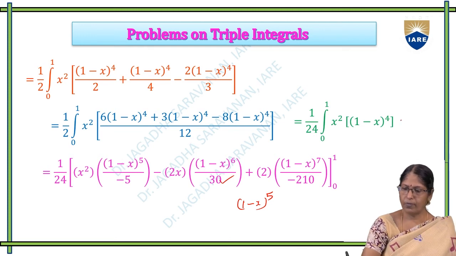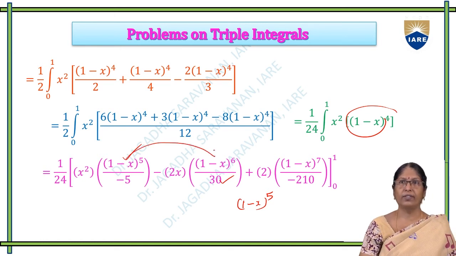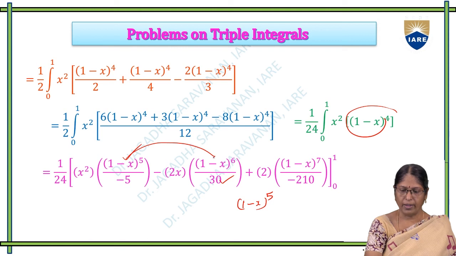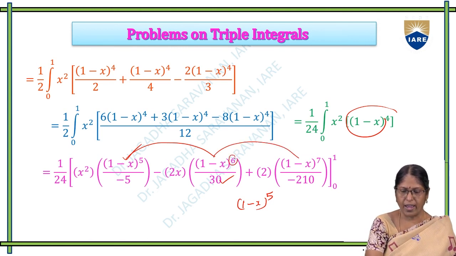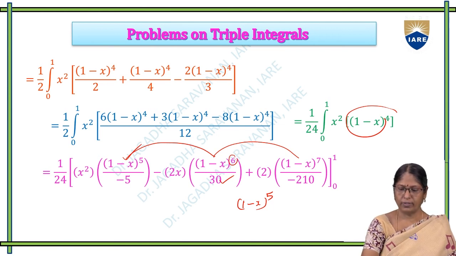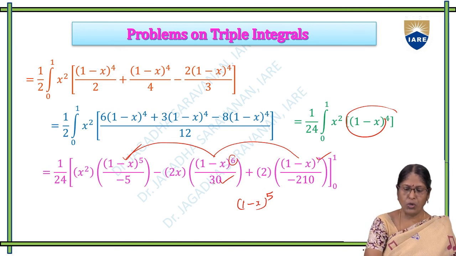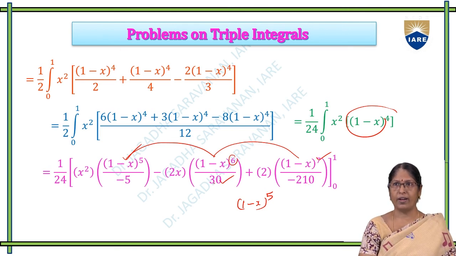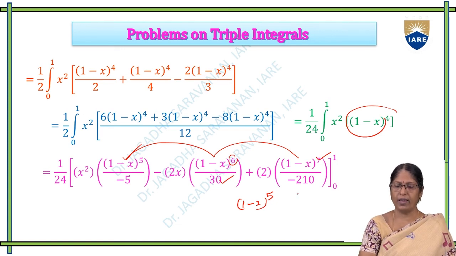This part, we did the integration. Again, this part, we did the integration. Again, we are going to do the integration. Now, our n is 6. 6 plus 1, 7. Divided by 7. 7 into 30, 210. But x coefficient is minus is there.